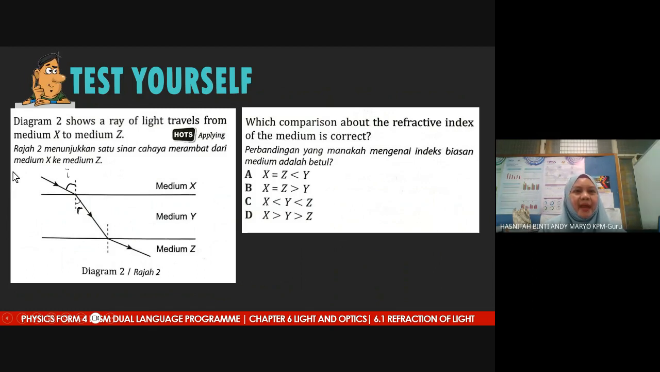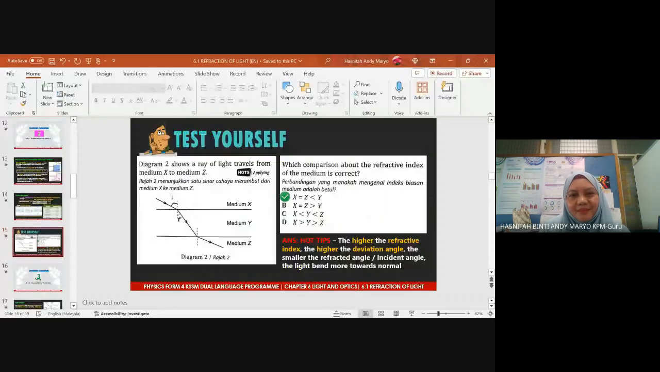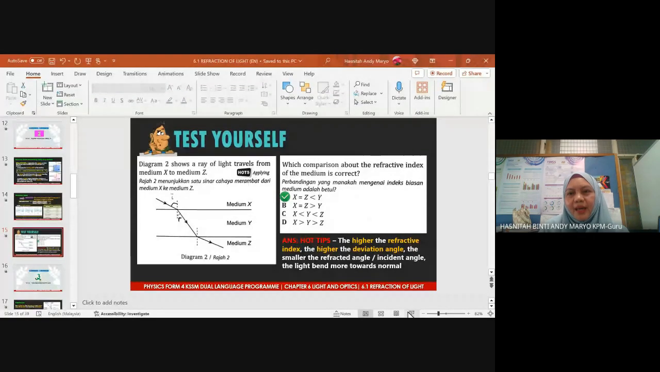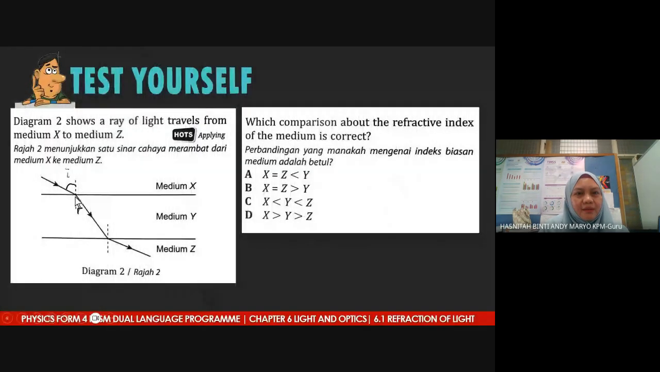So from medium X to medium Y, you can see, is the light refracted towards or away from the normal, students, from the diagram? From X to Y, towards or away from the normal? You can see it refracts towards the normal. Okay. And then later, from Y to Z, what happened? The light refracts away from the normal.